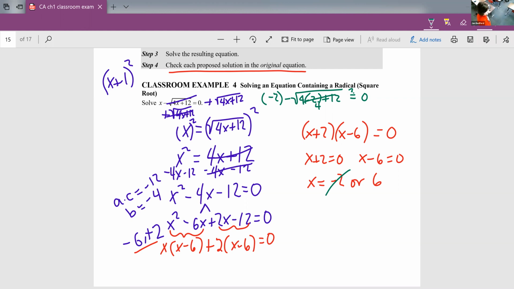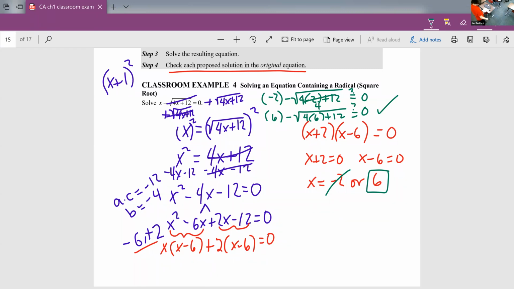But let's see what happens if we try it with 6. So if I put in 6 for x, let's see if that equals 0. So 4 times 6 is 24. How much is 24 plus 12? 36. So this is saying 6 minus the square root of 36. What's the square root of 36? 6 minus 6, does that equal 0? So x equals 6 is a solution. x equals -2 wasn't. And I won't know it unless I go back and I plug into the original. Make sense?